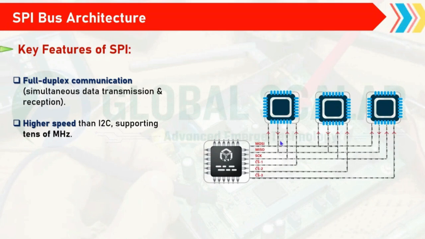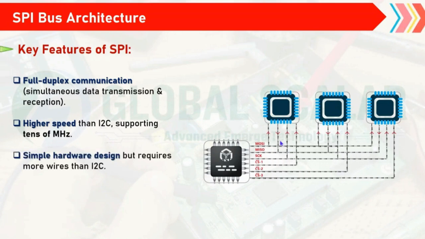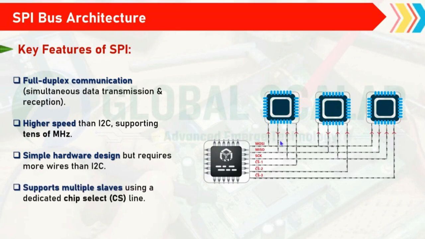It is better. We are going to understand what the baud rate is and what ranges it operates in during the further session. And here it is a simple hardware design but requires more wires than I2C, and it supports multiple slaves using a dedicated chip select, CS. So based upon the chip select, the data will be transferred.